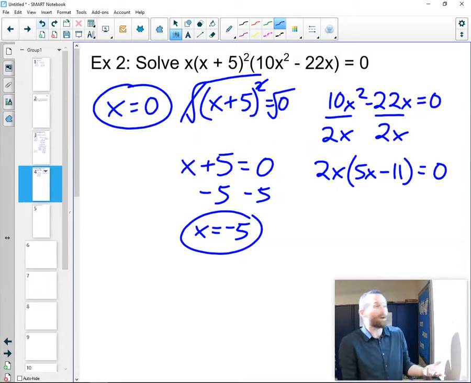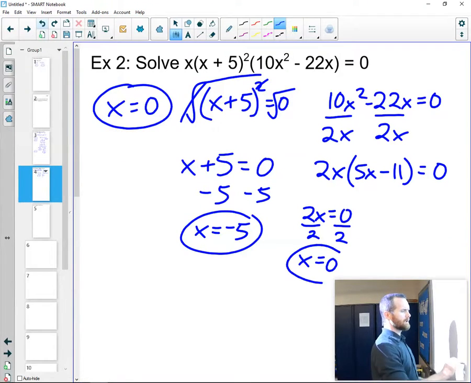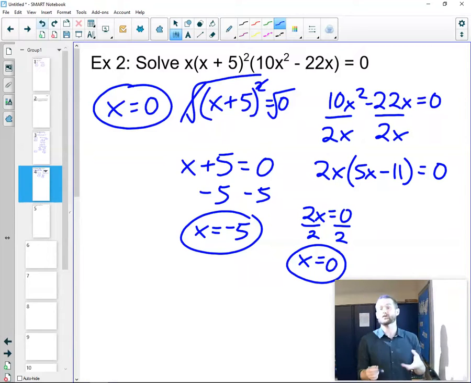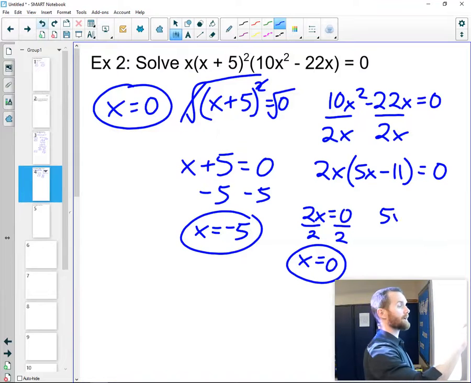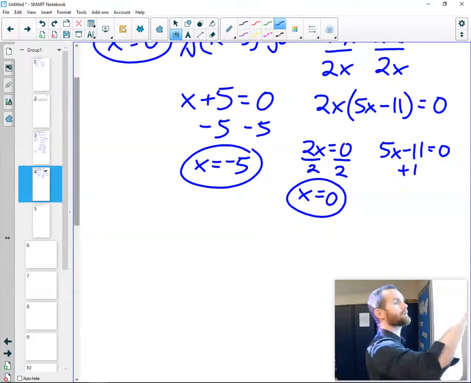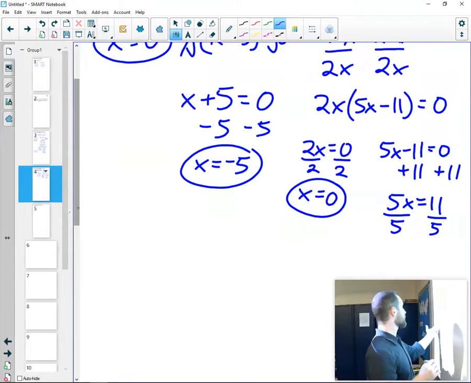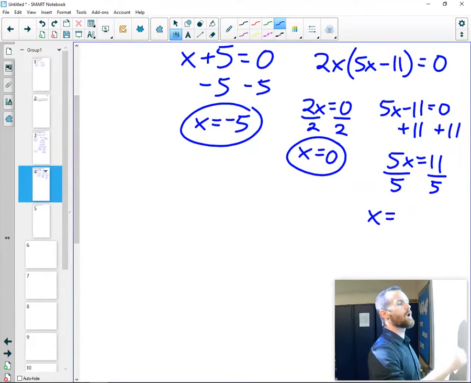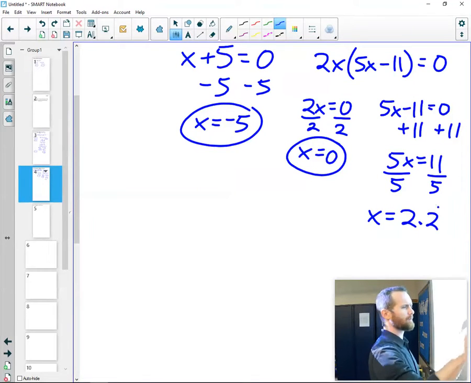And now it's just another zero product property problem. So it's 2x equals 0. Divide both sides by 2. Oh, we get x equals 0 again. So we don't need to write it twice, but it is interesting that it came up twice. So let's keep on going. Then it's 5x minus 11 equals 0. Add 11. Hopefully we know how to do this part by now. 5x equals 11. Divide by 5. And we get x equals, we could leave it as 11 fifths, or we could leave it as 2 and 1 fifth. That's 2.2, if I'm doing that correctly in my head.